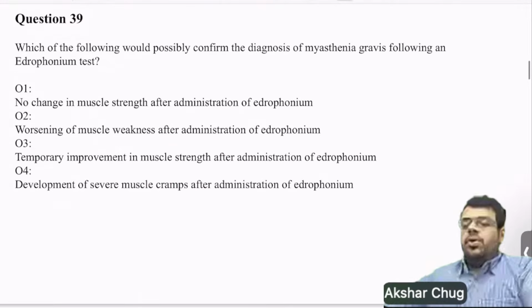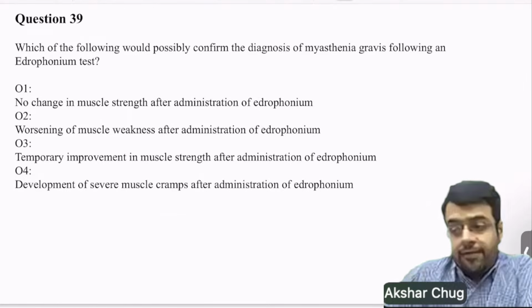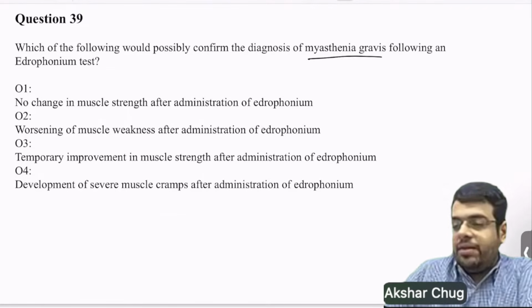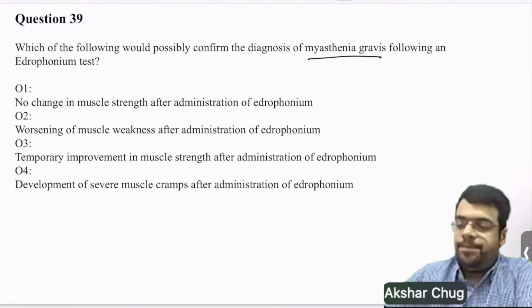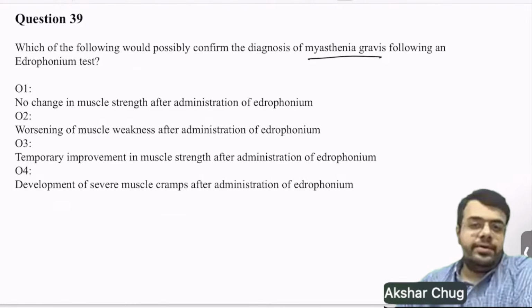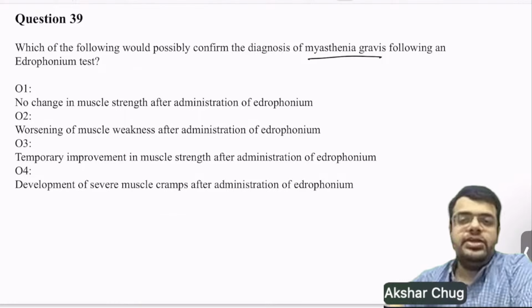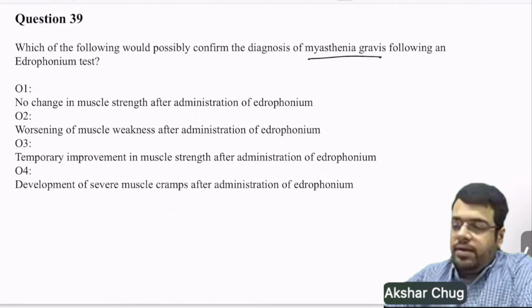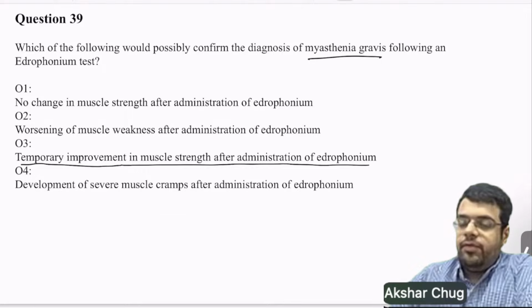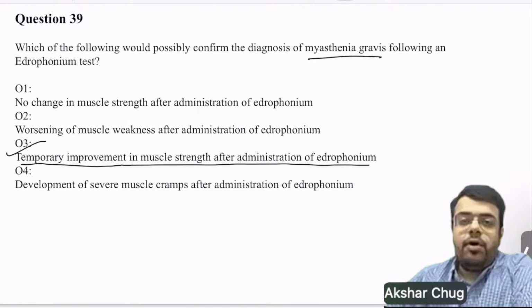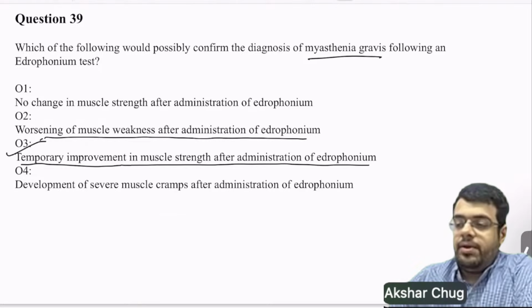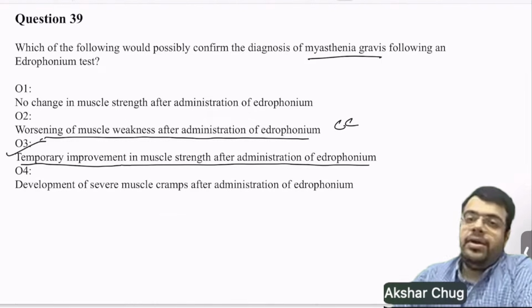Moving on, which of the following would possibly confirm the diagnosis of myasthenia gravis following the edrophonium test? Now, this is also known as the Tensilon test, in which you give a small amount of edrophonium and check for the response. Now, temporary improvement in muscle strength after administration of edrophonium is classical for myasthenia gravis, whereas worsening of muscle weakness after administration of edrophonium is classical for cholinergic crisis.